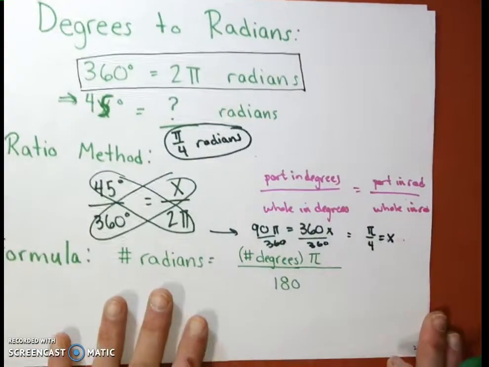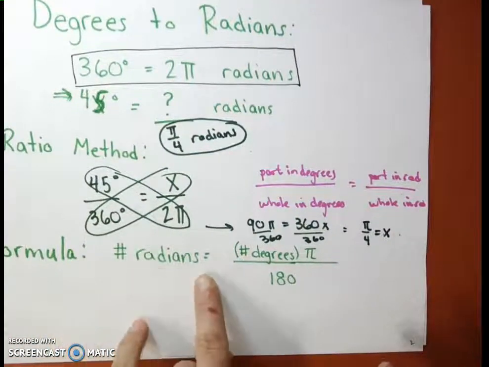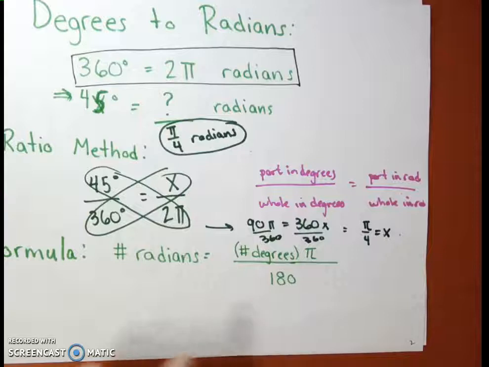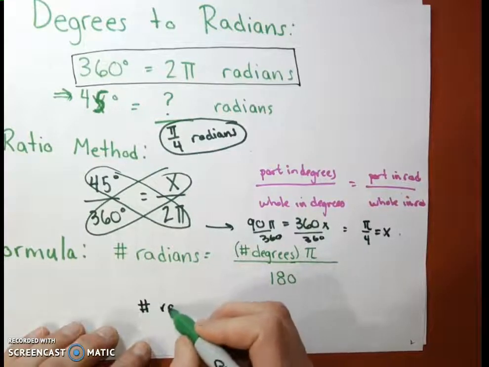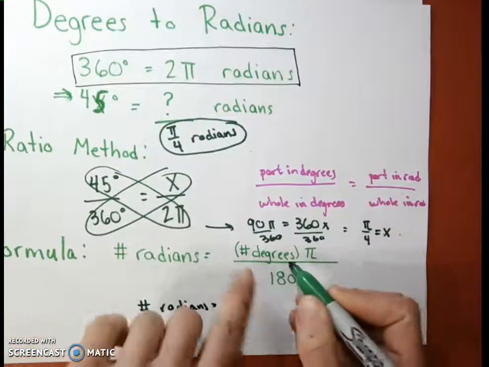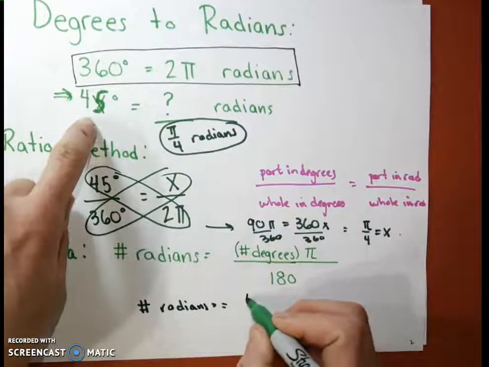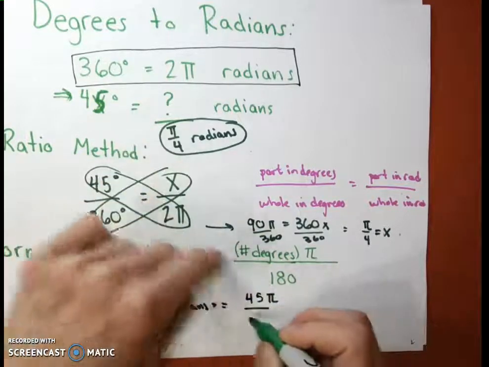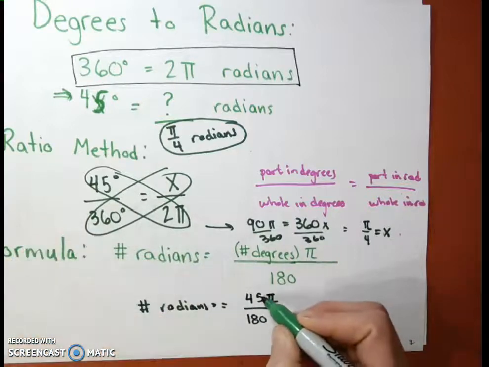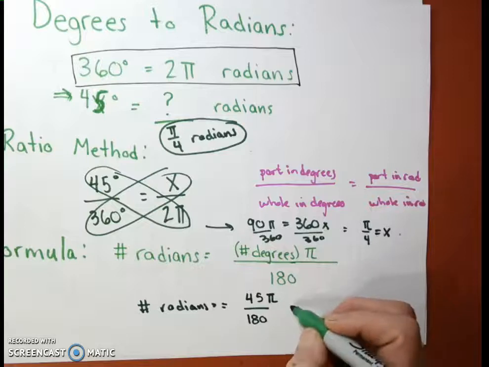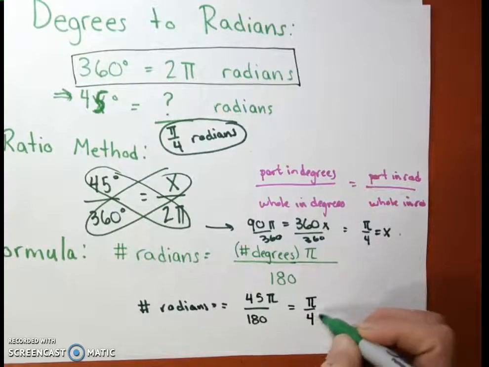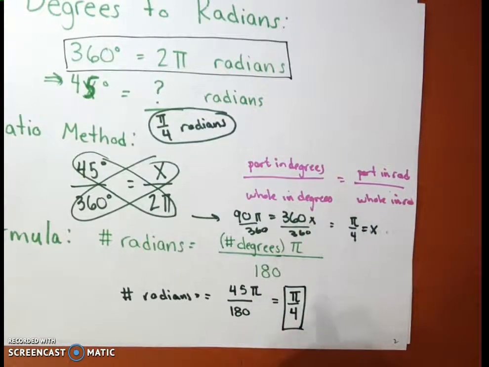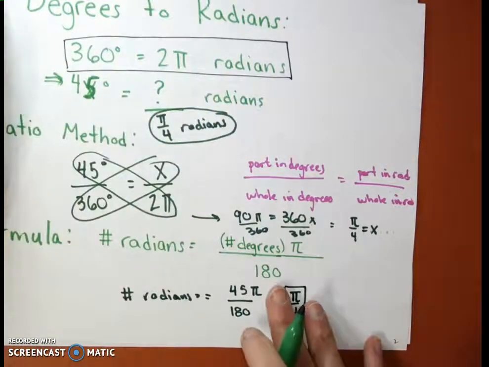There's also a formula that we can use. The number of radians equals the number of degrees times pi divided by 180. So let's try this. The number of radians equals the number of degrees, which in this case is 45, times pi divided by 180. 45 goes into 180 4 times, so this reduces to pi over 4, which is what we got above. So, 2 methods for going from degrees to radians.